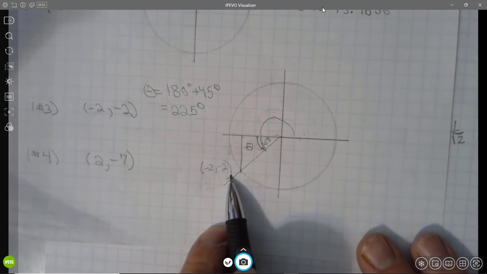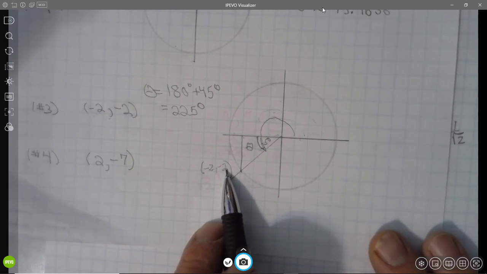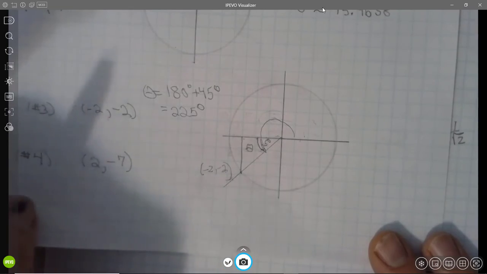225 degrees would get you to a point minus 2 on the circle that has radius 2 root 2. So that's the answer to number 2.